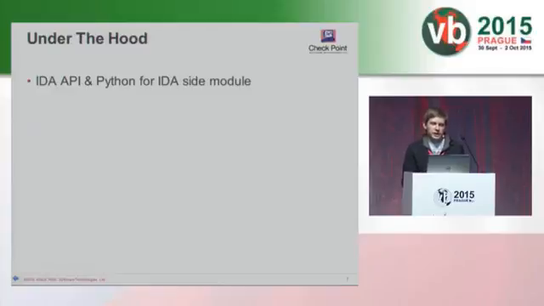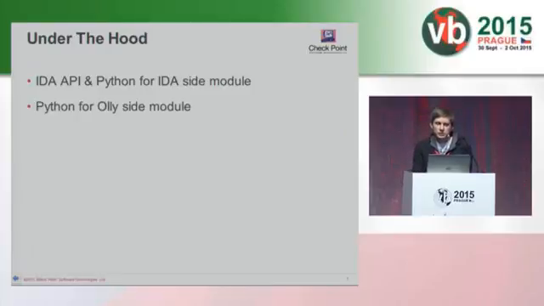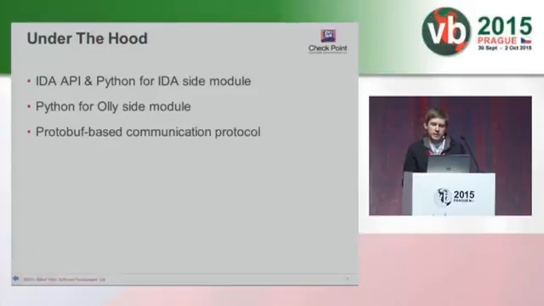So what's under the hood of Labeless? We're using the IDA API in Python for the IDA side plugin module, and Python for the Olly side plugin module. It's basically SWIG-generated wrappers around the Olly DBG API, and a protobuf-based communication protocol for all kinds of RPC server-client interactions.